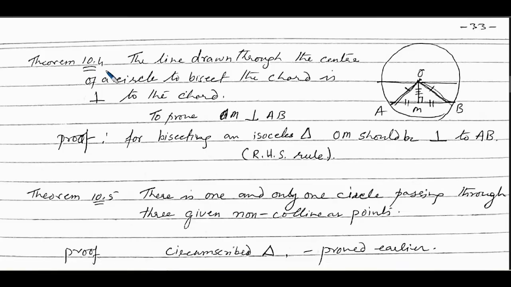Now theorem 10.4. The line drawn through the center of a circle to bisect the chord, if I bisect this and this is equal to this, is perpendicular to the chord.